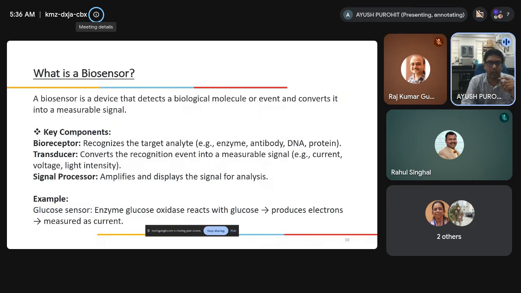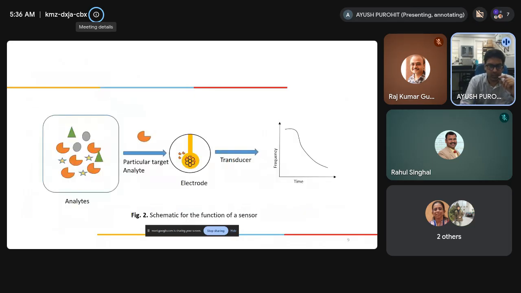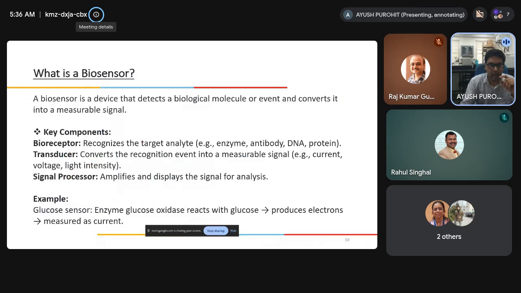So what is a biosensor? A biosensor is a sensor which particularly detects biological molecules like DNA, enzymes, protein, etc. This also works in the same pattern: trap the particular analyte and give the signal in the form of frequency, resistance change, and mass change as well.